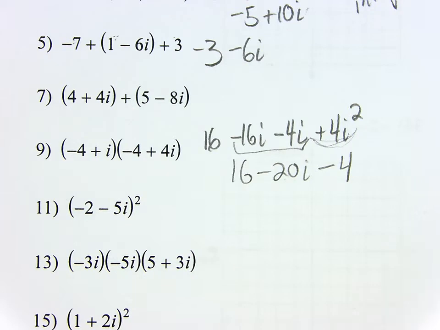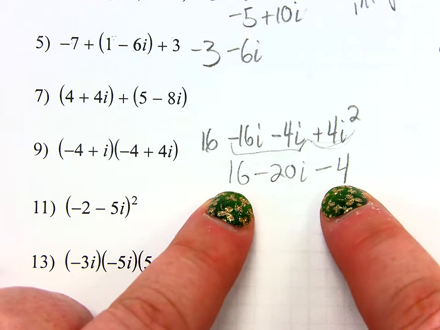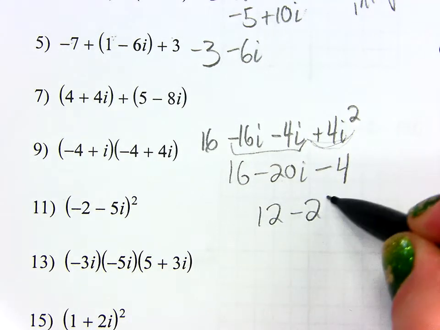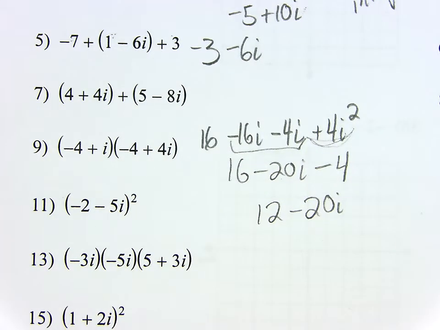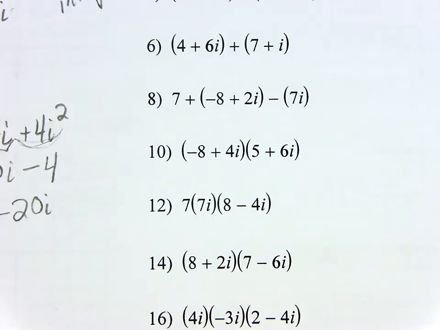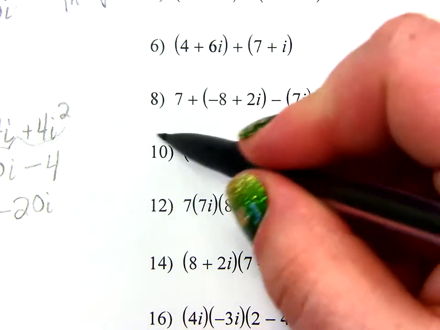And so I can keep going, right? Why wouldn't I put the 16 and the negative 4 together? I would. So I really end up with 12 minus 20i. And that's as far as I can go. Do you see that? So anytime you see an i squared, it's really a negative 1. So why don't you try number 10? Without me telling you what to do.